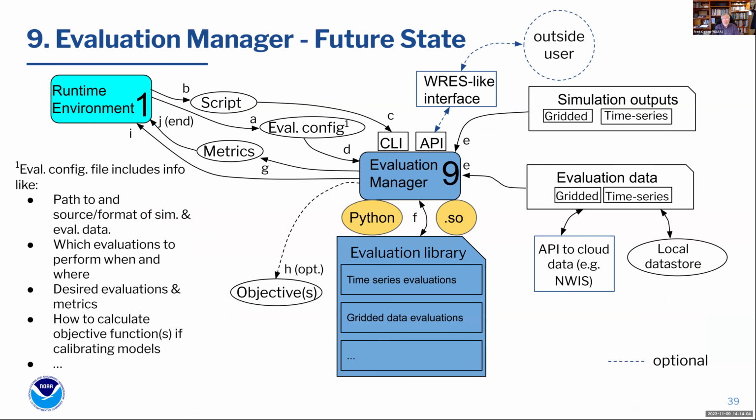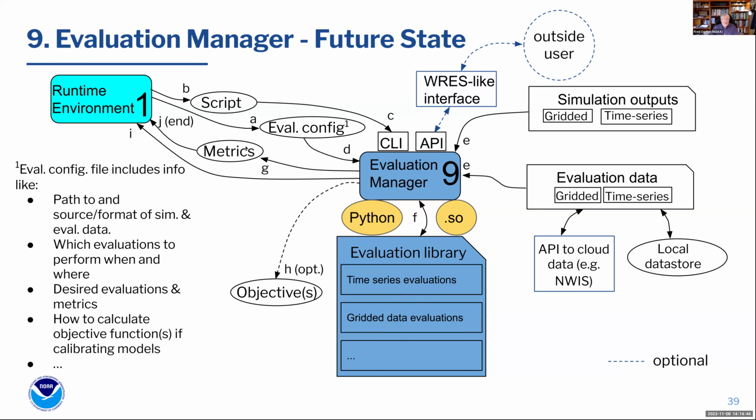The evaluation manager. We have a kind of a draft of it, but ultimately it interacts with the runtime environment through scripts and an evaluation configuration run by a command line interface. It could have an API that makes it behave like the Water Resources Evaluation Service that we support presently. It interacts with Python modules or shared libraries, just like the model engine does, to do different evaluations of time series data or gridded data. We want this thing to be able to evaluate gridded outputs of models. We'd also like to be able to evaluate forcings data.